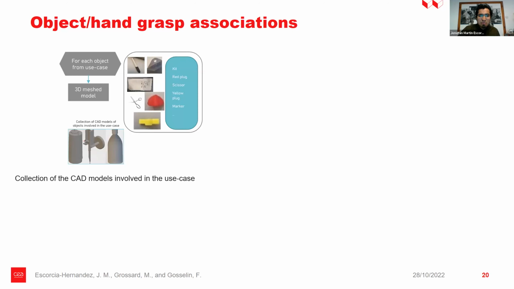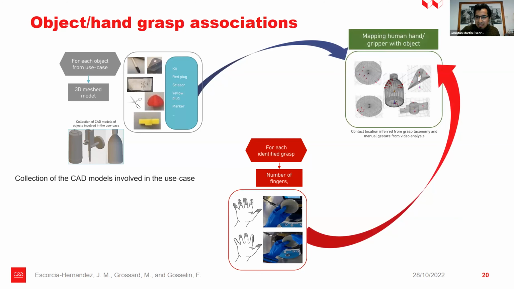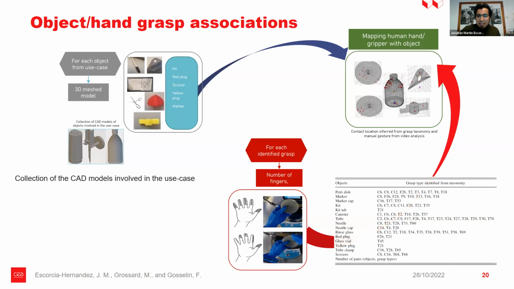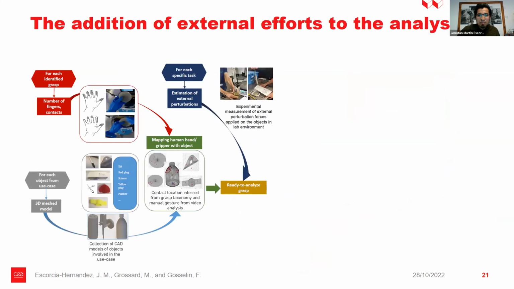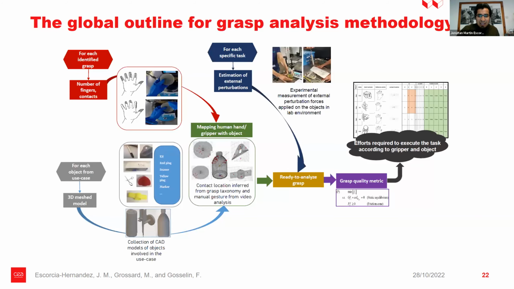As previously mentioned, first we make a collection of the object CAD models. These objects are associated to several graph patterns, and we associate this graph pattern to the object virtually. We construct a meshed representation of the object and the contact points, and we make this for the whole combination of the use case. Then, by using the quality metric, we put the external disturbances that we measure experimentally, and the results are shown as follows.